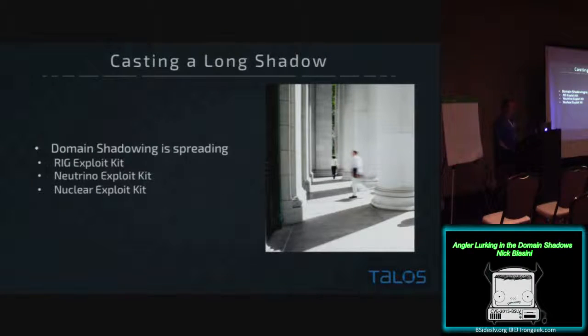So domain shadowing was so effective that it started being copied. What is it they say, that imitation is the highest form of flattery? If that's the case, then Angler should be very flattered, because exploit kits are using domain shadowing more and more. We saw Rig pick it up within a matter of months. We've seen Neutrino pick it up, and recently we saw Nuclear added as well. This stuff is very, very effective, so more and more exploit kits are going to continue to use it, because it works.